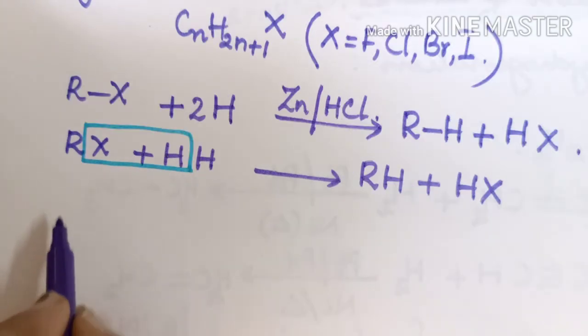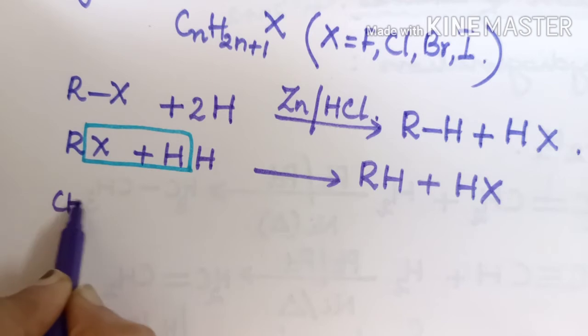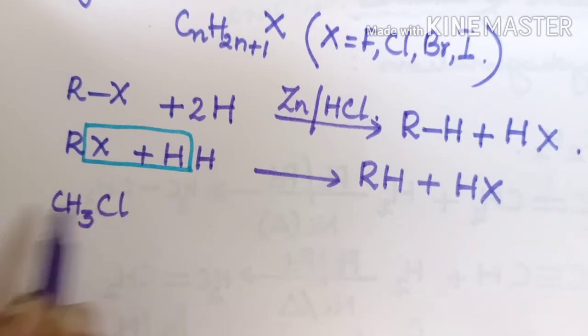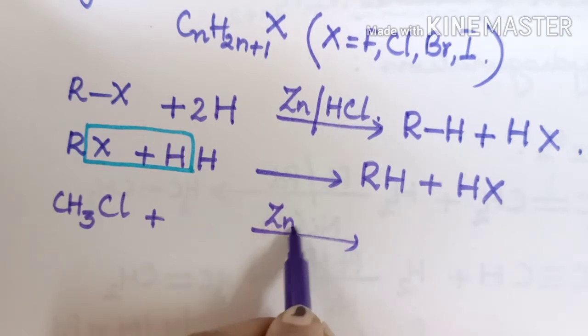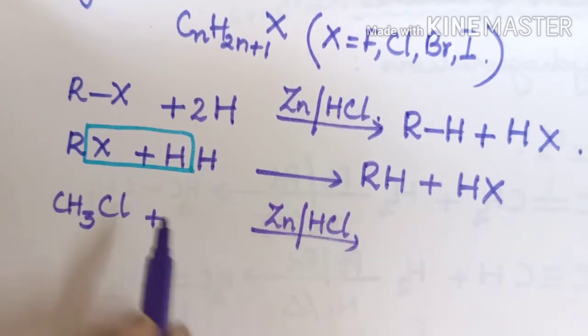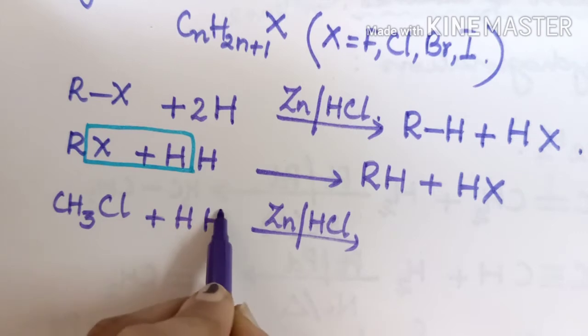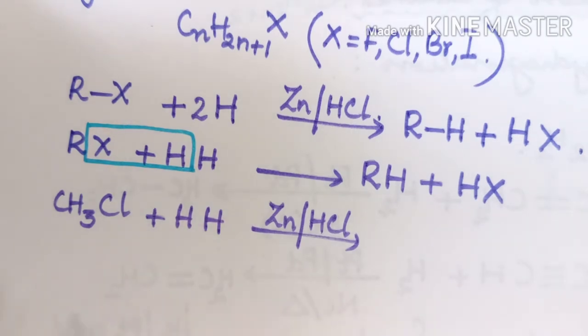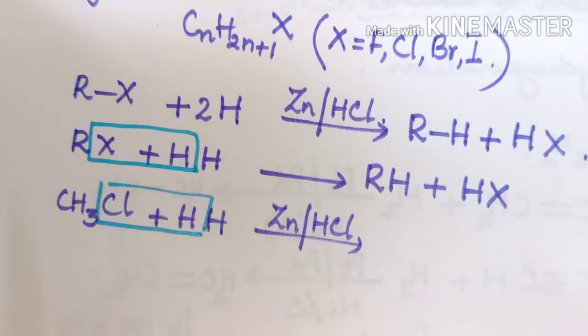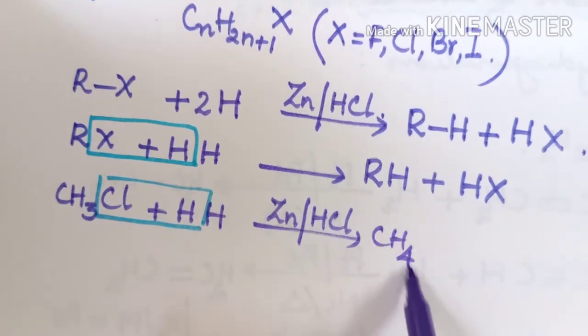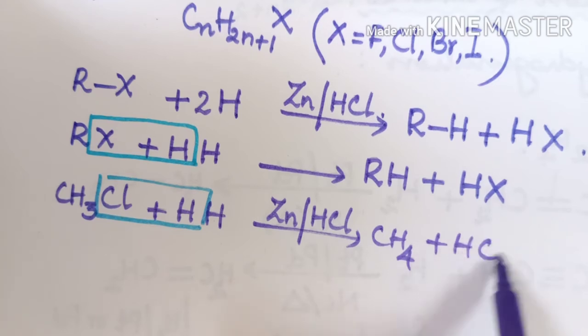Suppose if you have taken chloromethane, when it reacts with zinc and HCl, it produces nascent hydrogen and it results in the formation of methane and hydrogen chloride. Starting from alkyl halide, we can also prepare the higher alkanes.